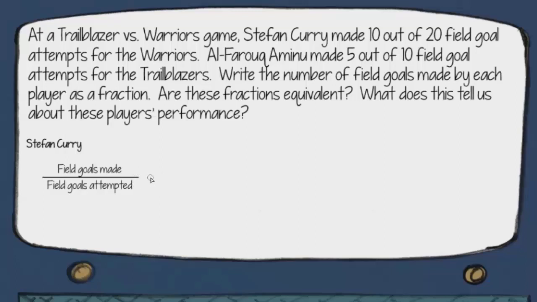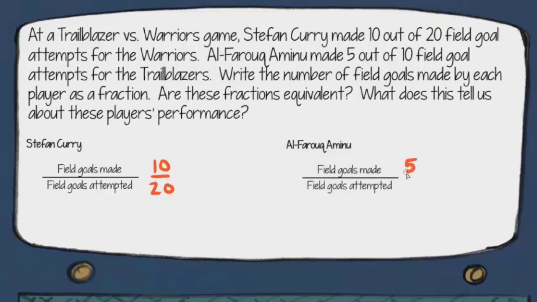Going back to the problem, I can see that Stephen made 10. This is my numerator. The 20 is my denominator. Let's set up Al-Farouq Aminu. Looking at the problem, we can see that he made 5 shots out of 10 tries. The 5 is my numerator, and the denominator is the 10 shots he tried for. Now we need to simplify each one, and we'll compare each answer.